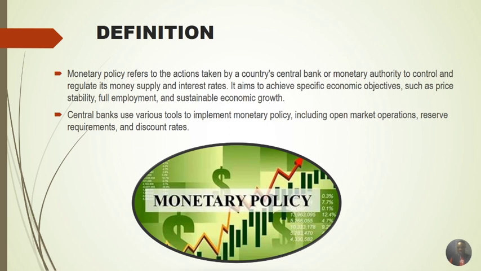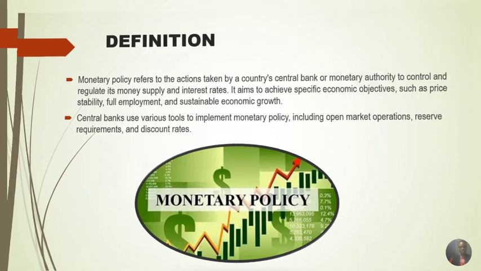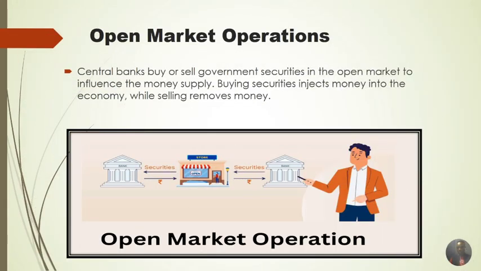The central bank is supposed to use various tools to implement monetary policy, including open market operations, reserve requirement, and discount rate. We're going to look at what open market operations are, what the reserve requirement is, and what the discount rate is. So this is what monetary policy is: an action by the country's central bank or monetary authority to control and regulate its money supply and interest rates.